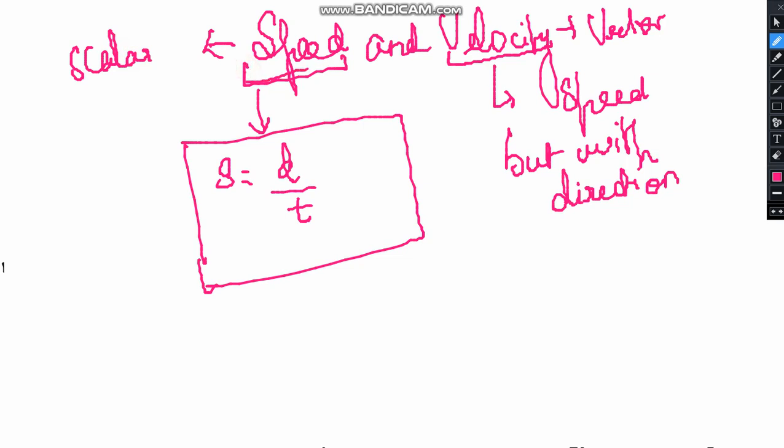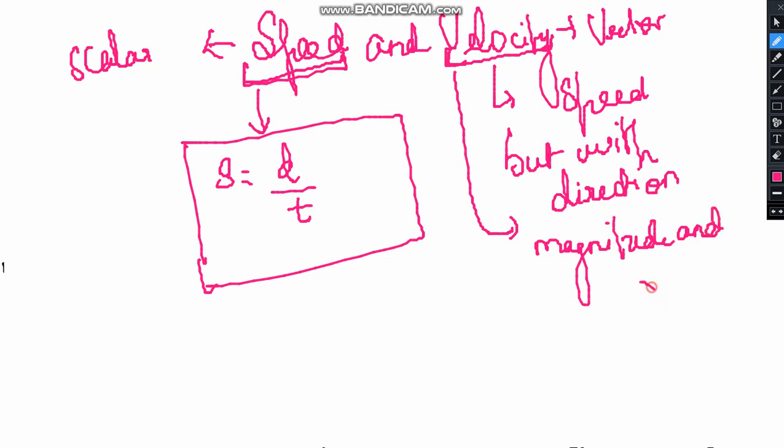The only thing that is important in speed is magnitude. The thing which is important in velocity is both magnitude and direction. Both of them are important for us to understand velocity. Something very important to understand. So suppose a man is moving with the velocity of 3 meters per second, or moving at a speed of 3 meters per second. But in what direction is he moving?